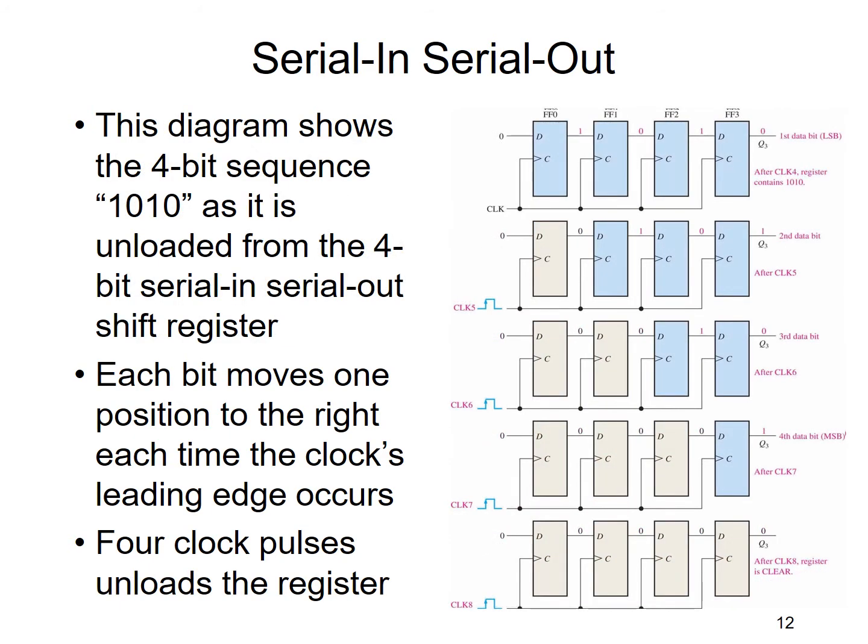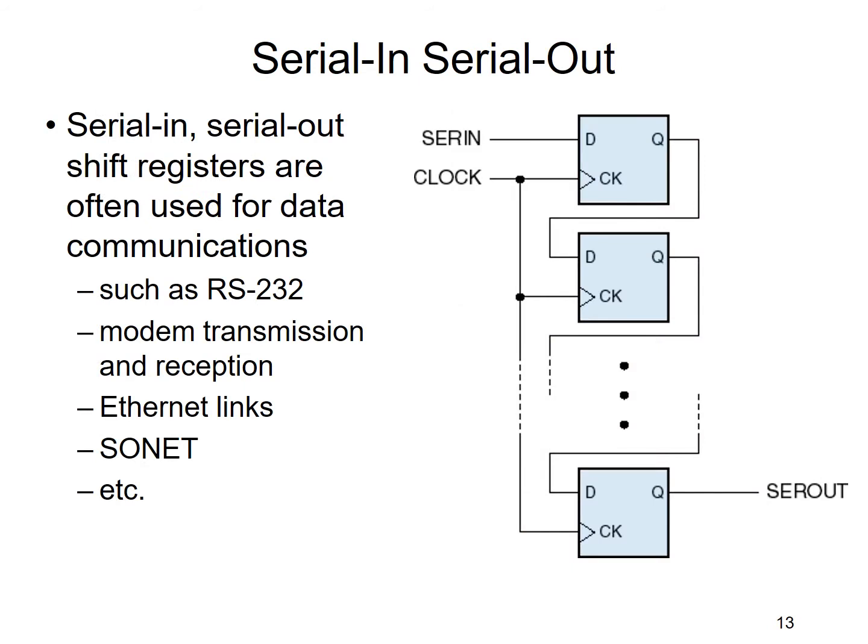This diagram shows the 4-bit sequence 1010 as it is unloaded from the 4-bit serial in, serial out shift register. Each bit moves one position to the right when the clock's leading edge occurs. 4 clock pulses unload the register. Serial in, serial out. Shift registers are often used for data communications such as RS-232, modem transmission and reception, Ethernet links, SONET, etc.